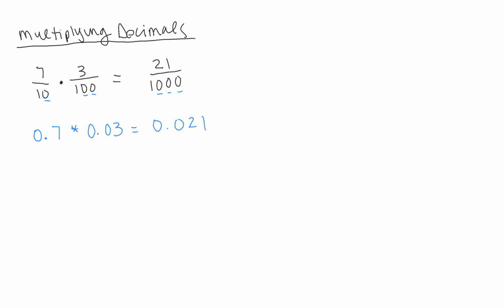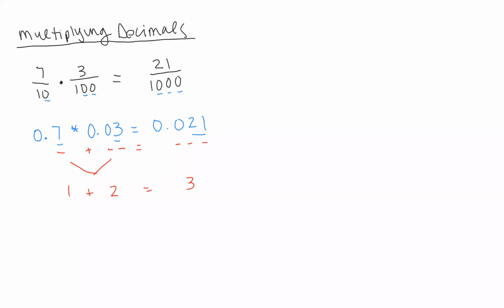Well, let's pay attention to a few things. We already know that 7 times 3 is 21. And then we have 1 decimal place, we have 2 decimal places, we have 3 decimal places. If I add up the decimal places in my factors, it has to equal the number of decimal places in my product. So 1 plus 2 is 3.